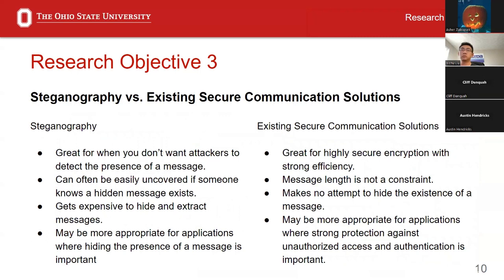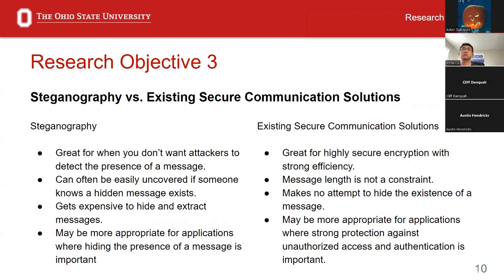And finally, the third research objective was to compare steganography versus existing secure communication solutions. So steganography on the left-hand side here is really great for when you don't want attackers to detect the presence of a message. However, it can often be easily uncovered if someone knows the message exists. And also it gets expensive to hide and extract messages. So this may be more appropriate for applications where hiding the presence of the message itself is important.